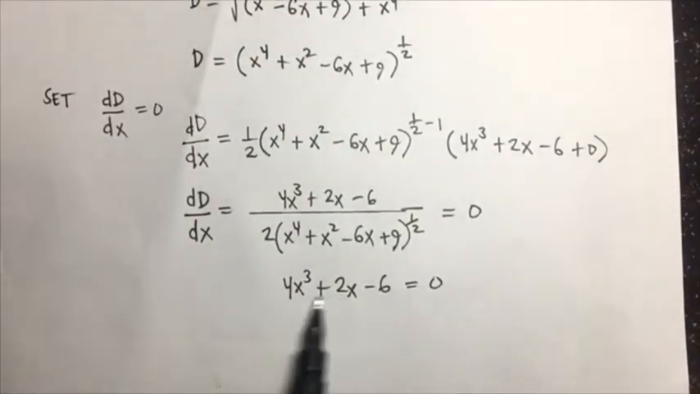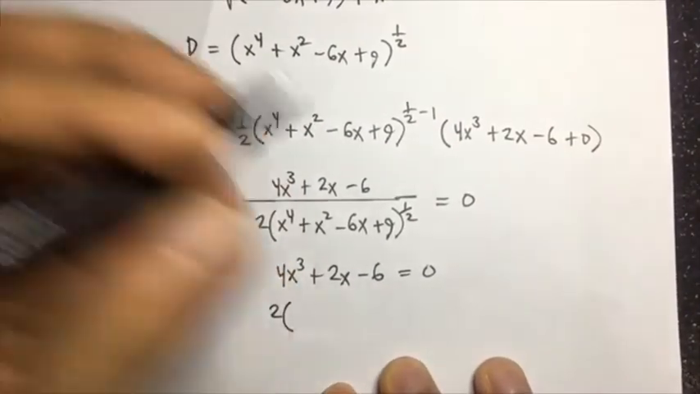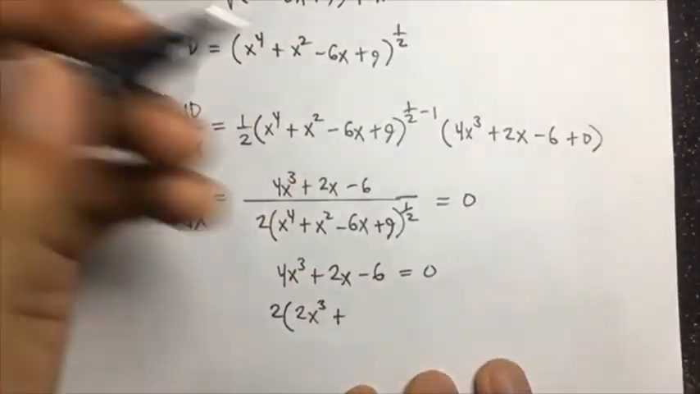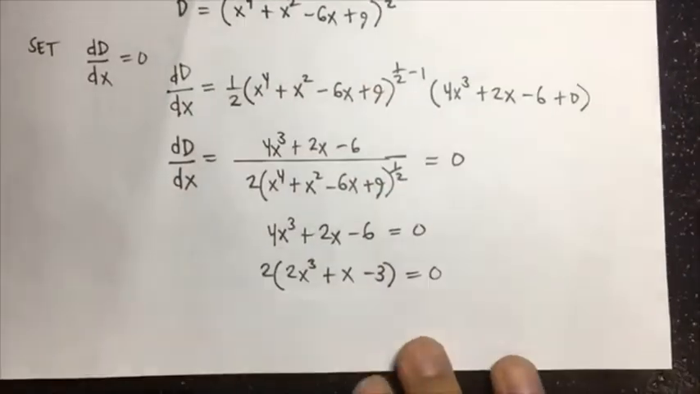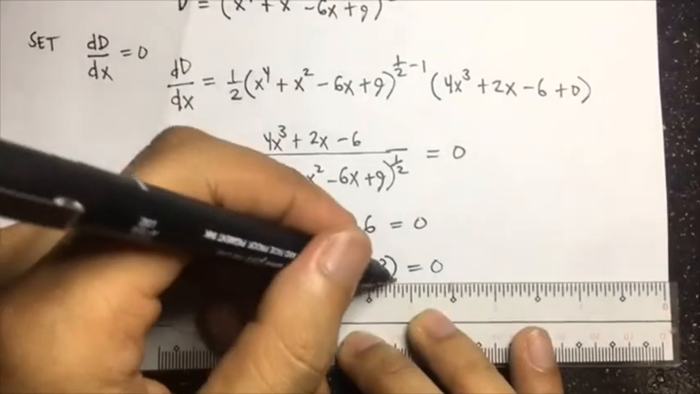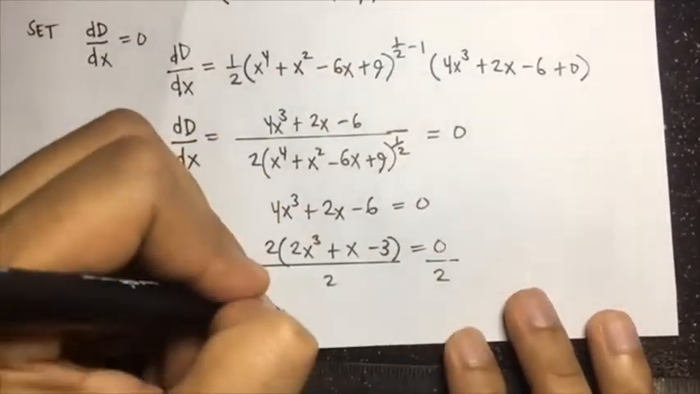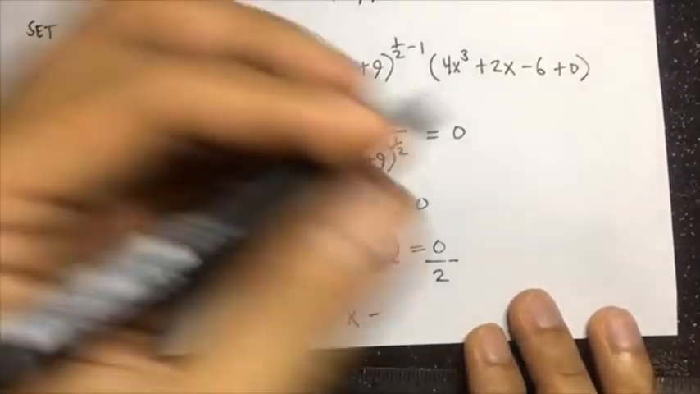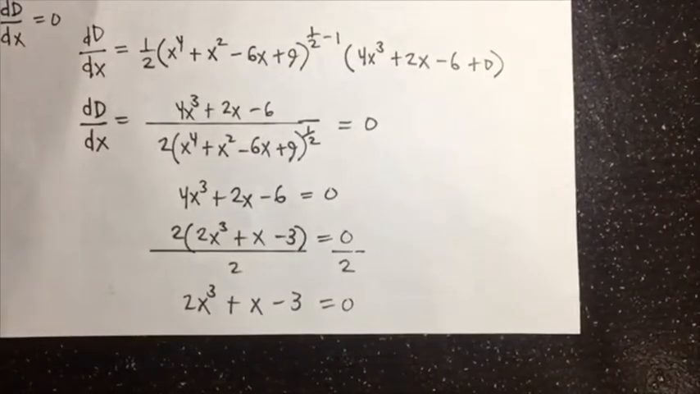As you can see, we also have a greatest common factor of 2, so we can factor out 2, and what will remain is 2x cubed plus x minus 3 is equal to 0. Dividing both sides by 2 will also eliminate the numerical coefficient, so what will remain is 2x cubed plus x minus 3 is equal to 0. So now let us find the roots of x.